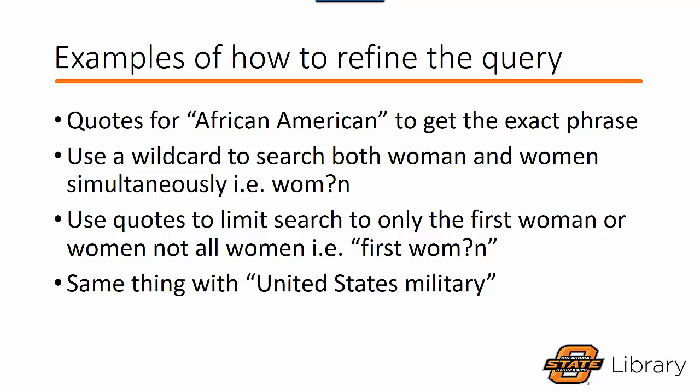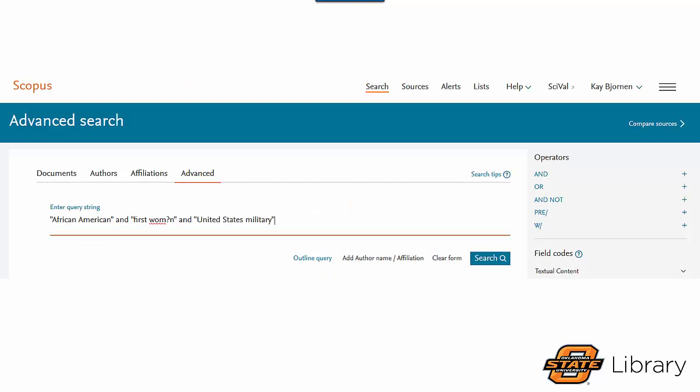Now let's look at some examples of how to refine the query. First, we need to use quotes for African American to get that exact phrase. Without the quotes, Scopus will search for African and American throughout the search fields. Using a wildcard allows us to search for both woman and women simultaneously, and we can also use quotes to limit the search to only the first woman or women, not all women. Same with United States military. This is what the query looks like when it's entered.